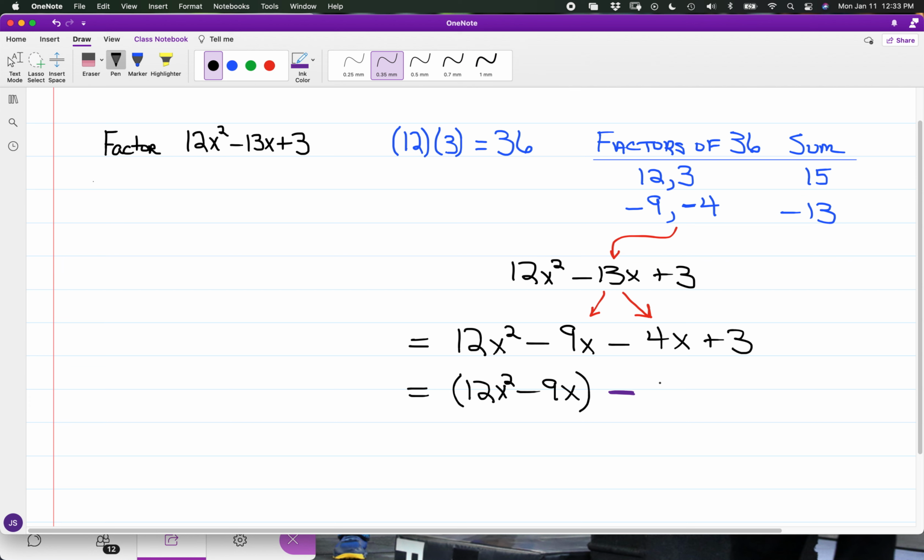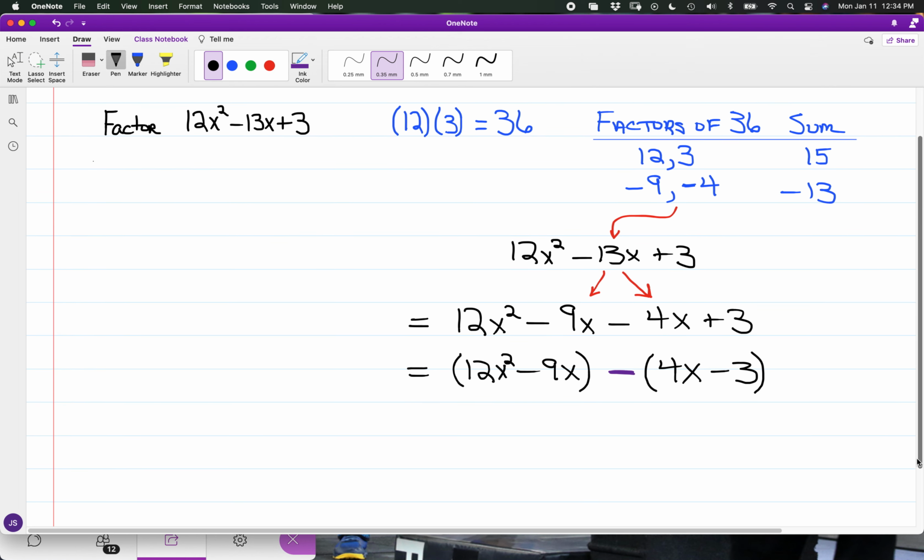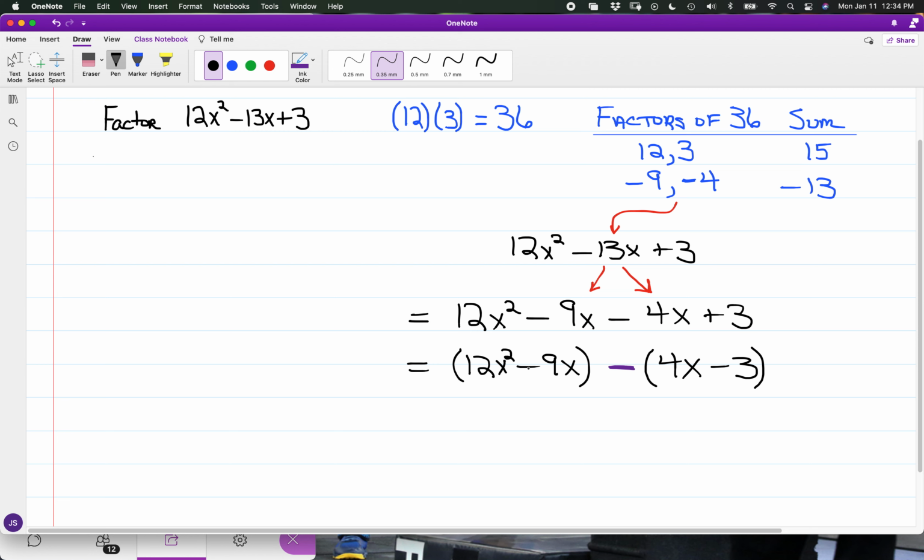Now we have the middle operation to be subtraction. And if I were to factor out the subtraction, which is the same as factoring out negative 1, a negative into negative 4x will go 4x, and a negative into a positive 3 is going to be minus 3. If you were to remove the parentheses, you still have 12x squared minus 9x minus 4x and minus negative 3, which is still the addition of 3.